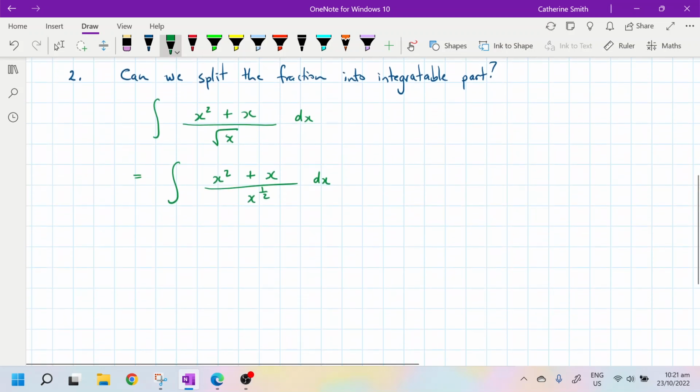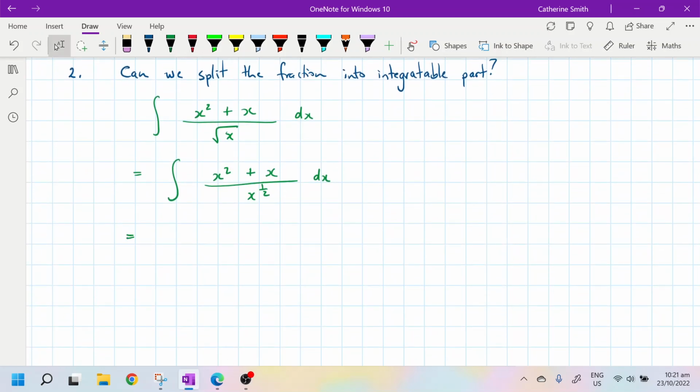Now, can we split the fraction into integratable parts? Yes, look at this. We're going to get that bottom line and put it under each of the top line bits that are added or subtracted, in this case added, and then you use your power rules. So we have the same base number. When you divide two numbers with the same bases, we subtract the powers. That gives us x to the power of 3 over 2 plus x to the power of, so that's x to the 1 minus x to the half, because that would actually have a power of 1 on it. So that gives us x to the half.